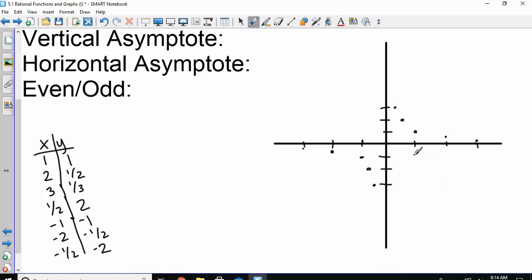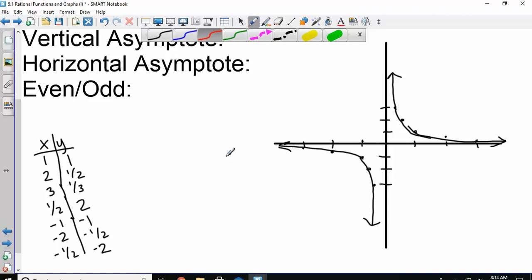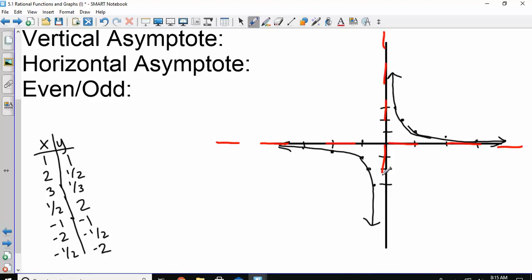We said we can't plug in 0. Will you ever do 1 divided by something and get 0 for an answer? No. What our graph looks like is just a curve approaching the x and y axis, but we never actually hit them. The x and y axis in this case are what we call asymptotes. They're the lines we're getting close to but not touching. Usually if I draw those in, we draw them with a dashed line, just to show we're approaching that line, but not actually hitting it.